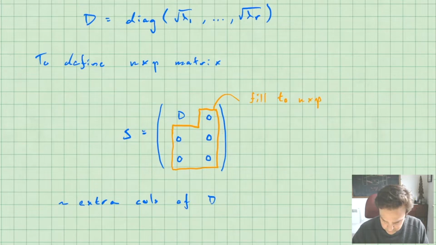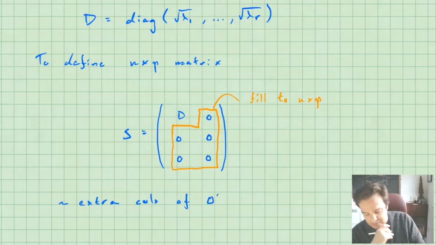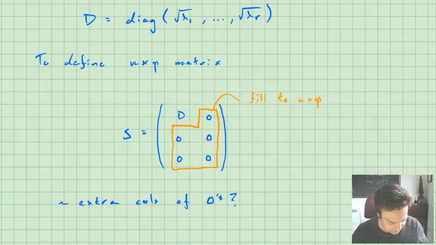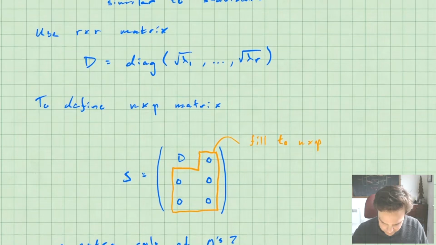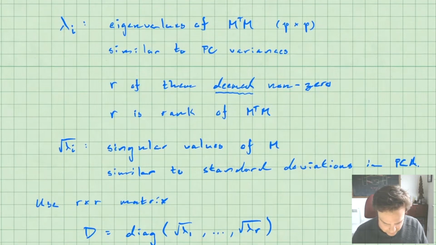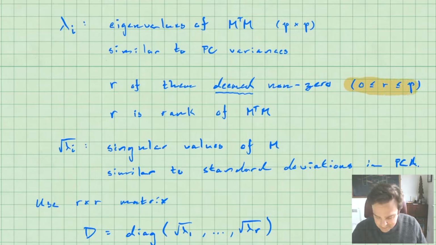Of zeros, rather. And why would you need extra columns of zeros? So think about that. That means there's less than, so that means that R is less than P, right? In fact, I should have put that up here. So I'm going to put that up here. R of them are deemed non-zero, and so that means that R is in between 0 and P. That's an important point, right? And deemed is also an important point.